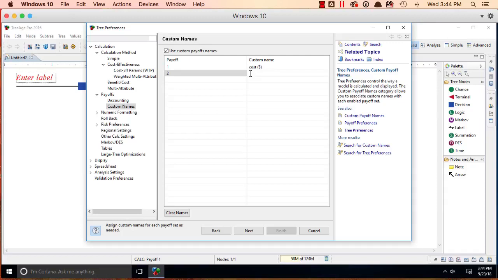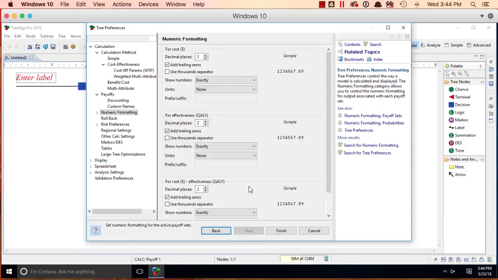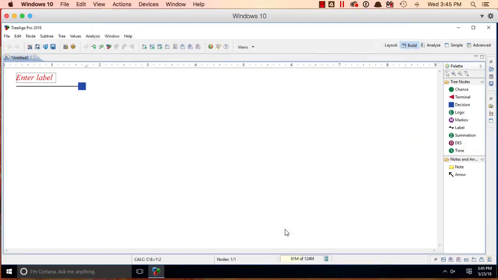Earlier in the wizard, this part of the wizard will set the first payoff as cost in dollars, the second payoff as effectiveness in quality adjusted life years. Just label them, so cost, usually just label currency. You can see in the sample it puts a dollar sign in front of it. For effectiveness, add a custom suffix for quality adjusted life years, and in the sample you can see it will label quality adjusted life years after the effectiveness metric.